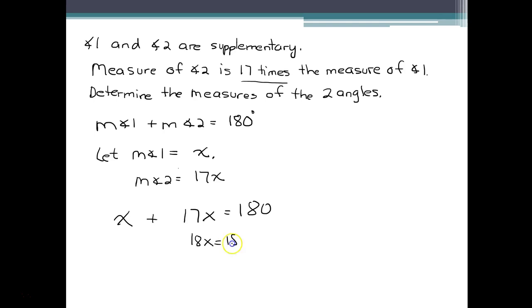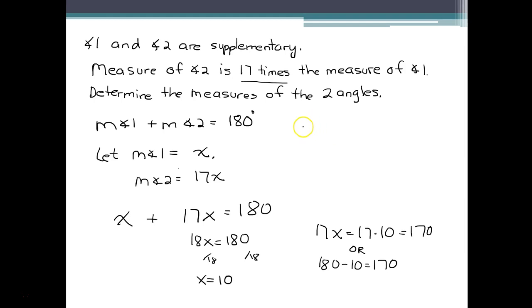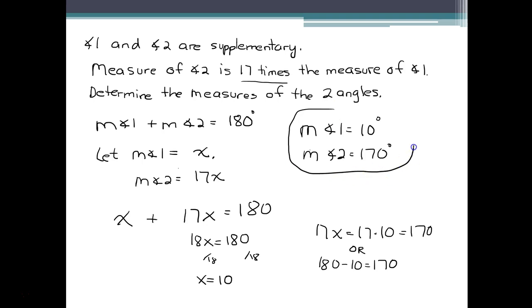18x equals 180. Divide both sides by 18. X equals 10. And then you can say either 17x or 17 times 10 equals 170, or you can say 180 minus 10 is 170. So the measure of angle 1 is 10 degrees. Measure of angle 2 is 170 degrees. And those two add up to 180.